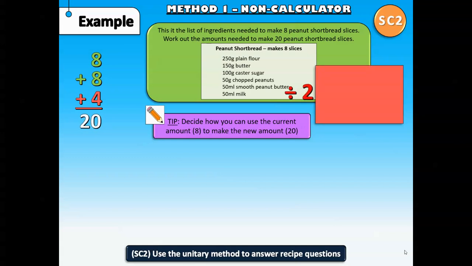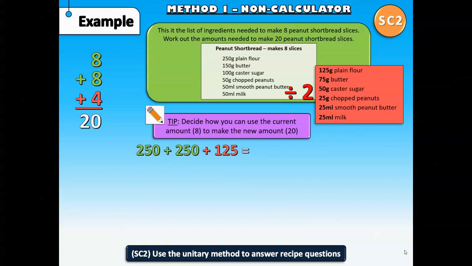So we also need to have the recipe for 4 shortbread slices. So we divide everything by 2. So that's how much of each ingredient we'd need to make 4 shortbread slices. Then to make 20, we'd need 2 lots of 8 and 1 lot of 4. So for plain flour, we'd need 2 lots of 250 and 1 lot of 125. So that's 625 grams of plain flour.